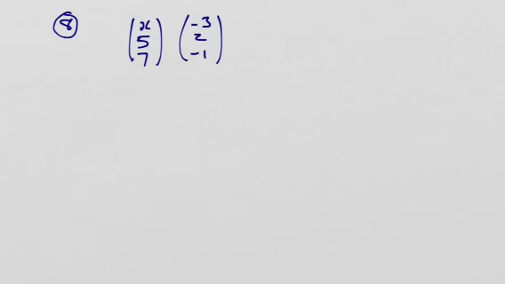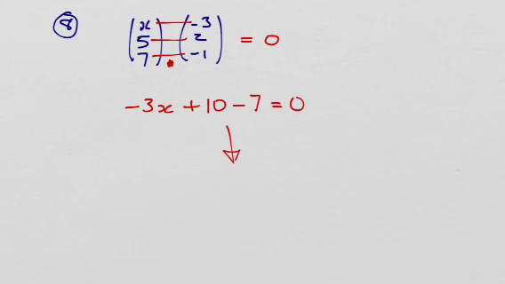Question 8, trying to find when these are perpendicular. So the dot product must equal 0. So you're going to do x times negative 3, 5 times 2, 7 times negative 1, and make all that equal to 0. So x times minus 3 is minus 3x, 5 times 2 is 10, 7 times negative 1 is negative 7, and it must equal 0. So you just solve that equation.